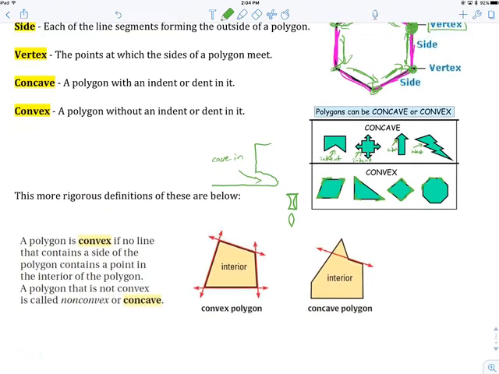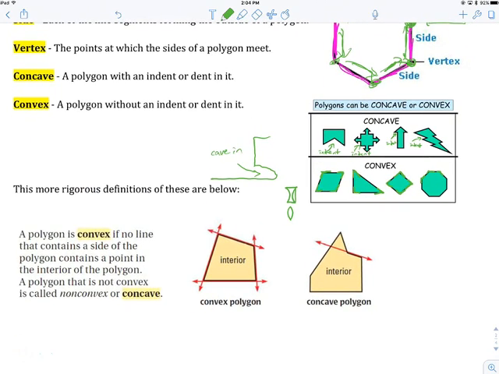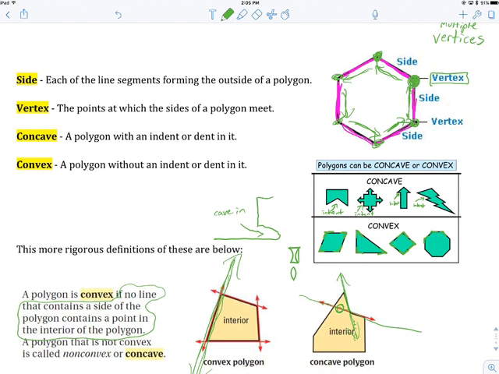The more rigorous definition is a polygon is convex if no line containing the side of the polygon contains a point in the interior. In other words, if I took a side and extended it forever into infinity, it never goes inside the shape. Whereas if there's any indent, like in this second one, this line contains some part of it inside the shape. This line here, if I extend it again, contains some points on the inside. That's a more rigorous mathematical definition. I like to just think about concave as a polygon with an indent or a dent in it.